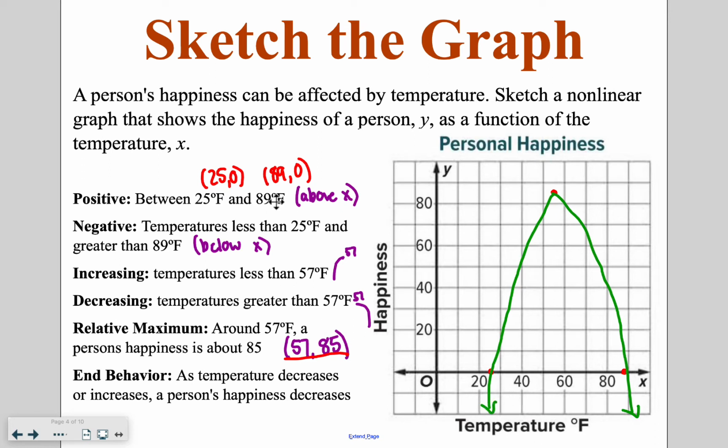Positive from 25 to 89, so we're above the x-axis, below on the outsides, increasing as I go up to 57, 85, and then decreasing after that point. And notice the end behaviors for both is decreasing. So that's one example of a nonlinear function.